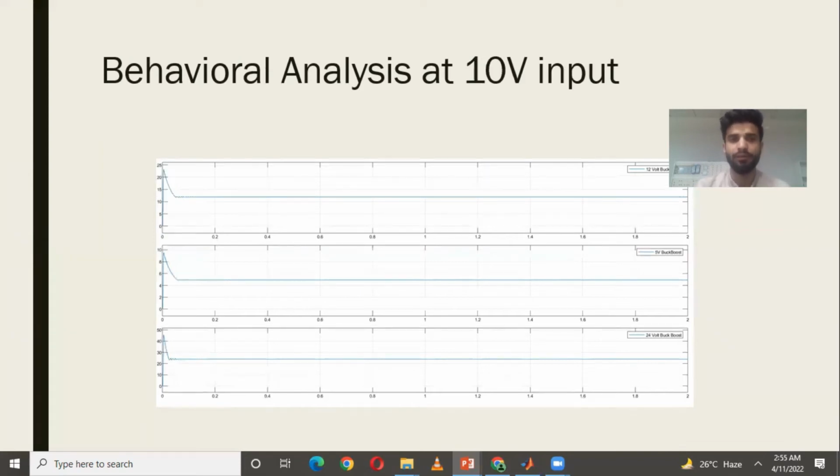Moving forward, we have also done behavior analysis at 10 volt input. We change the input from 5 volt to 10 volts and see that the output is stabilizing itself after 0.1 seconds or 10 milliseconds. If we change the voltage from 10 to 15 volts, we see that again we are getting 12 volts, 5 volts, or 24 volts, and it is also stabilizing its outputs in less than 0.1 seconds, which means that if the input is closest to the output, the ripples will be rectified and get out from the output in less time.